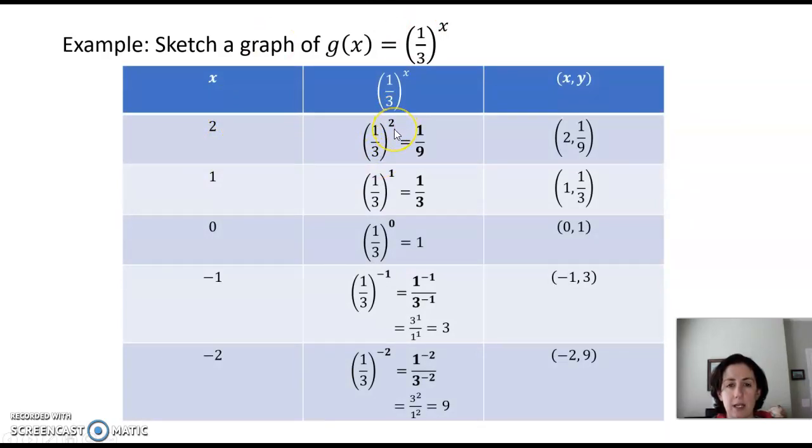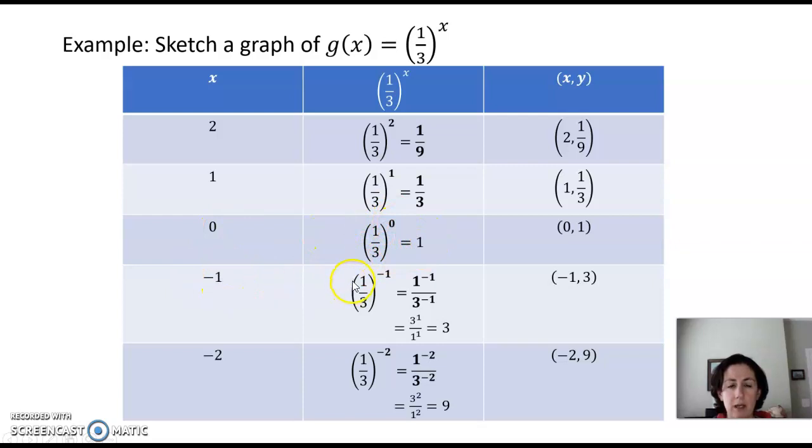1/3 squared is going to be, if you don't have addition or subtraction in the parentheses, you can distribute the exponent. So it's going to be 1 squared, which is 1, over 3 squared, which is 9. Plug in 1. 1/3 to the 1 power is just 1/3. Plug in 0. Anything to the 0 power is 1.